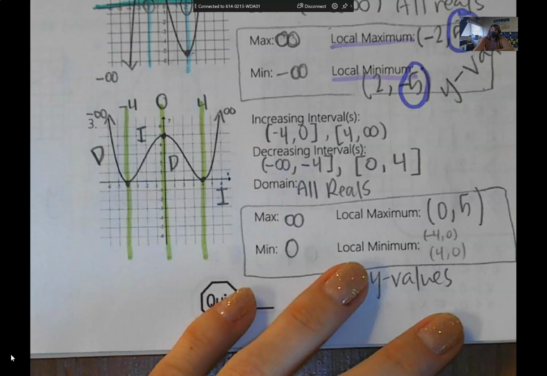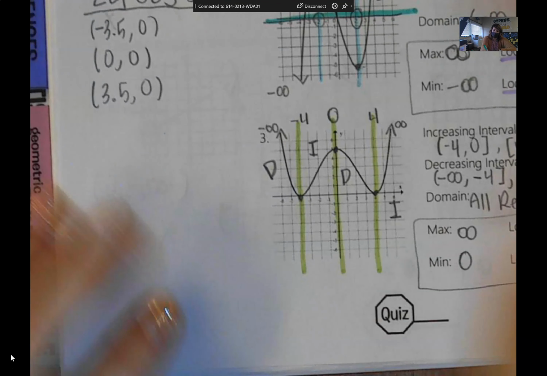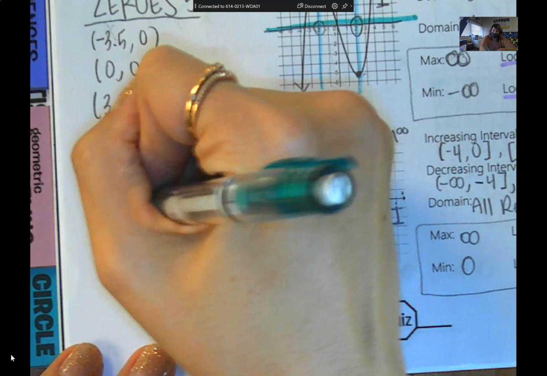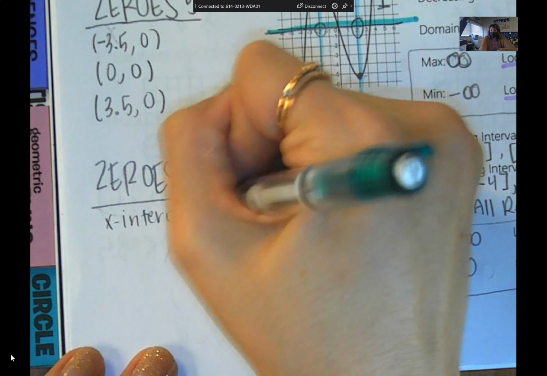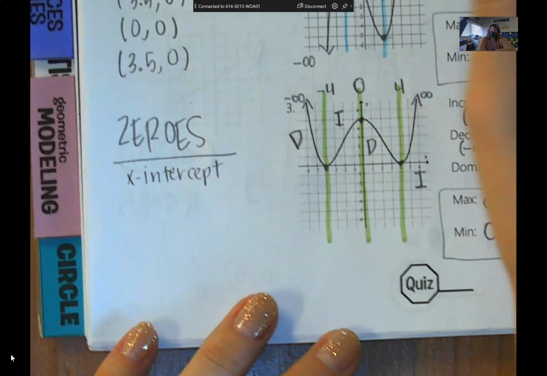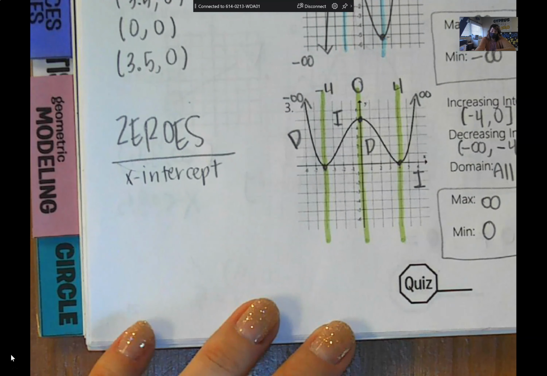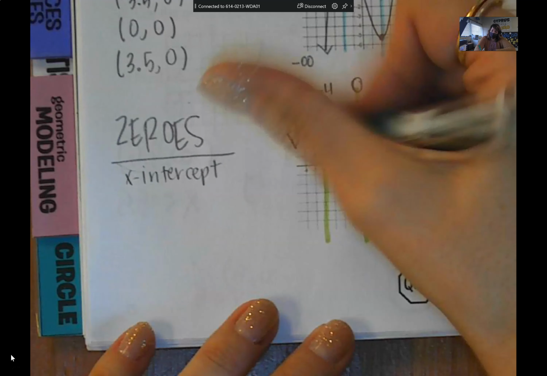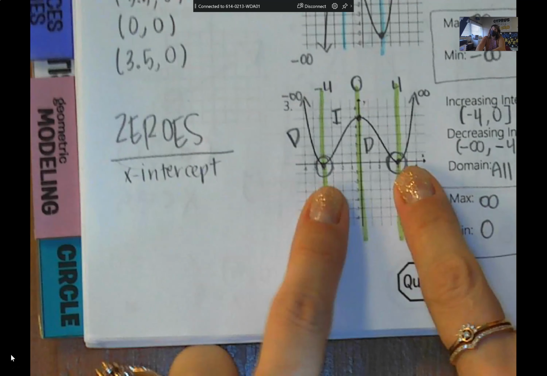So much info. Okay, we have one other thing to do before we try one all on your own. The darn zeros. So remember, when any problem ever in math asks you to list the zeros, it's always referring to x-intercepts, always. So we only have 2 zeros this time.